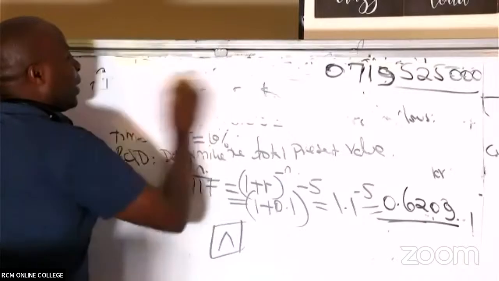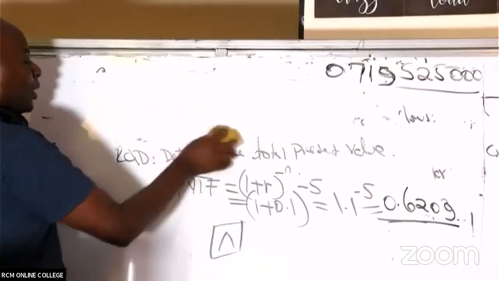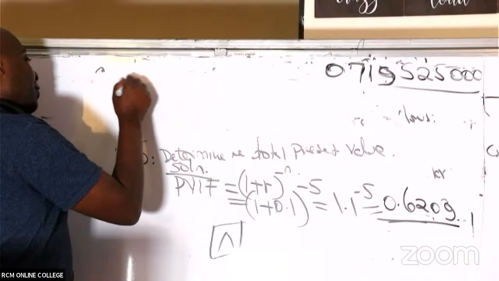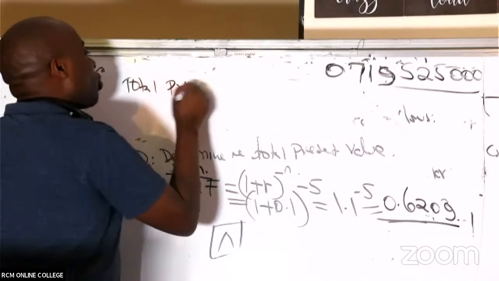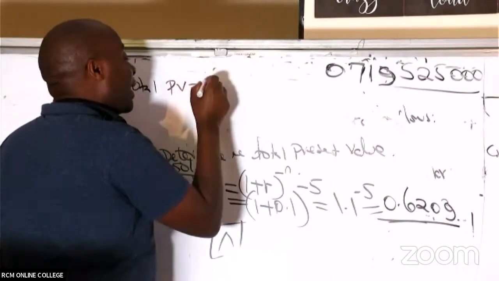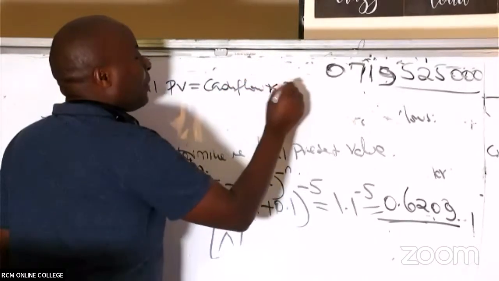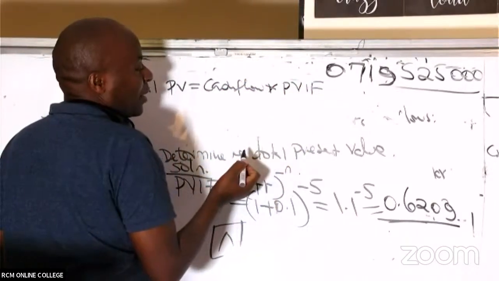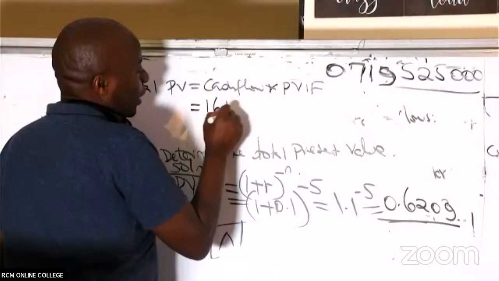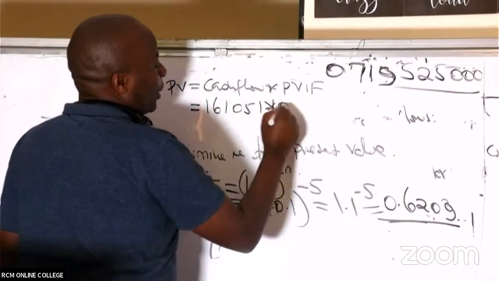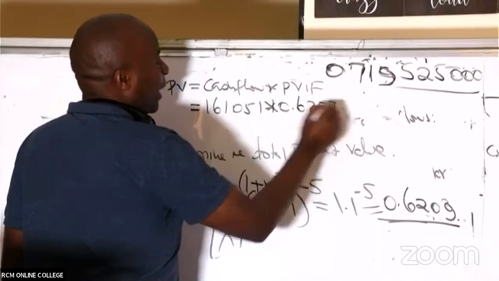To get the total present value, this is what I will do. I will take Elijah's cash flow times the PV that you have already gotten here. Elijah's cash flow is 161,051 times the PV that you have just computed here, which is 0.6209.